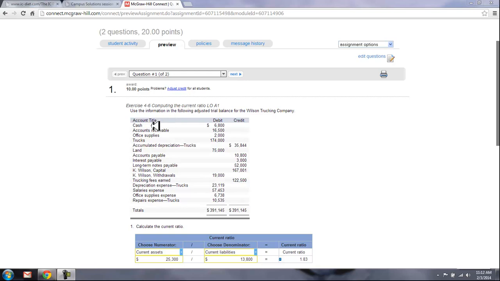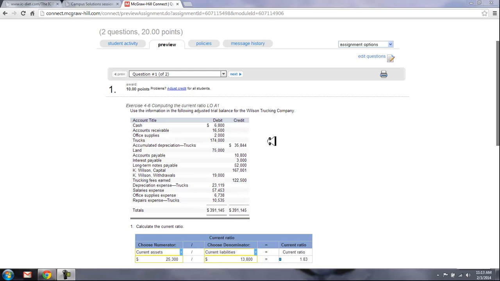And so for this problem, when you look through this adjusted trial balance, here are your current assets. Cash, $6,800, accounts receivable, $16,500, and office supplies, $2,000. These are assets that you are going to use up within 1 year. That's basically the definition of current assets. Truck is an asset, but it's not a current asset because you usually wouldn't use it up within a year, and neither is land.